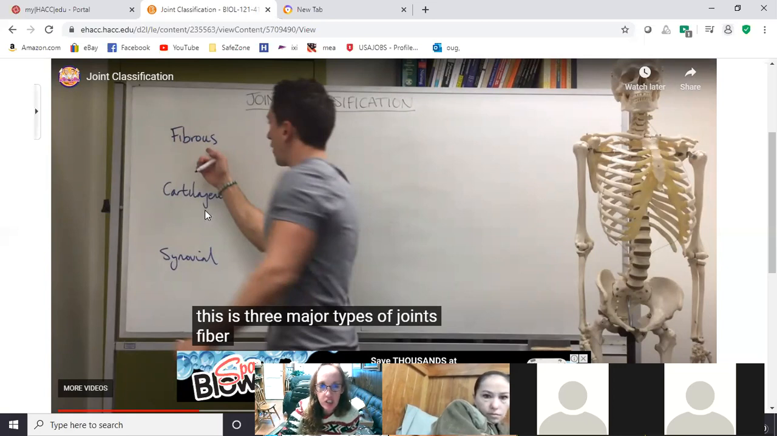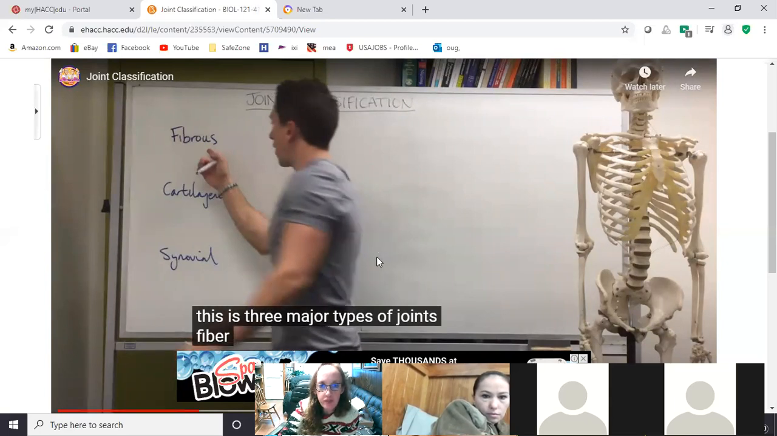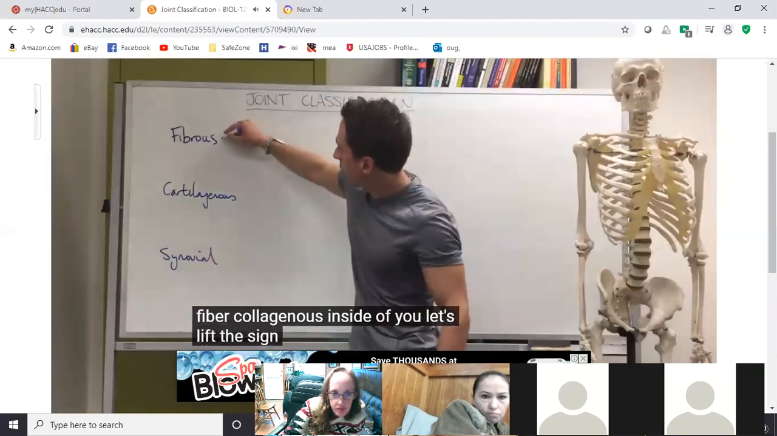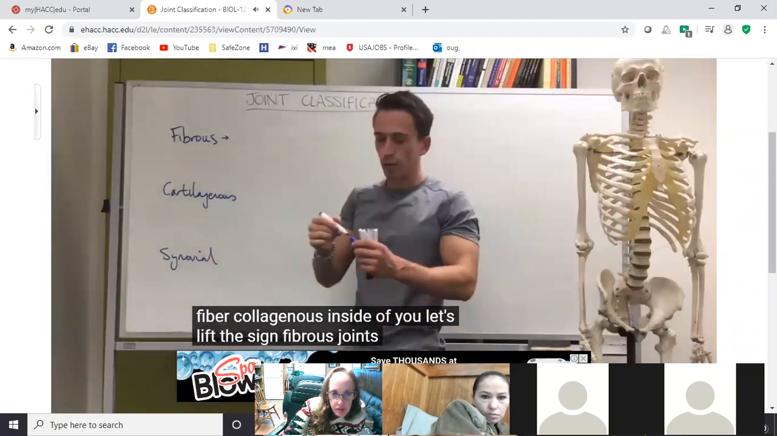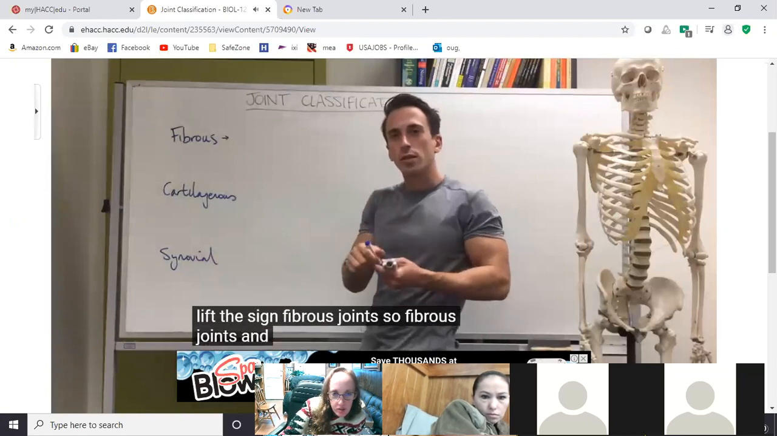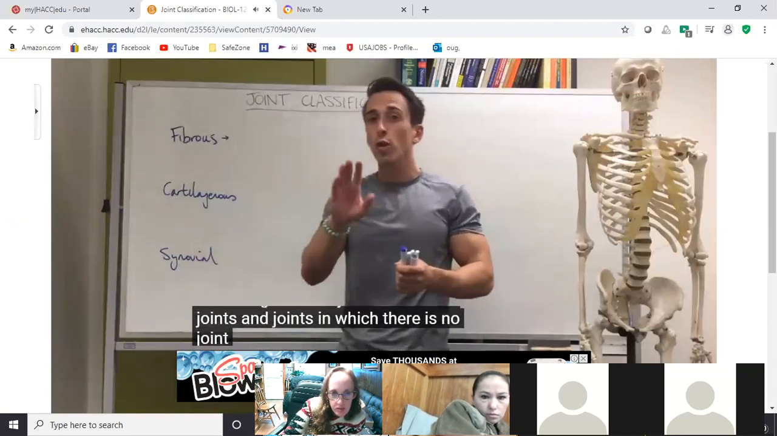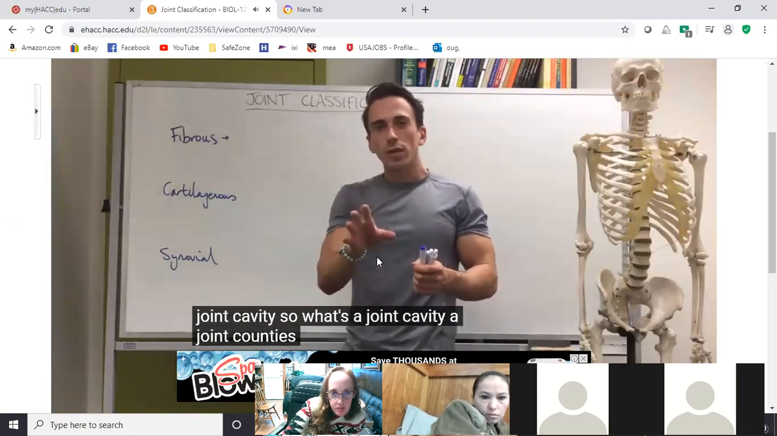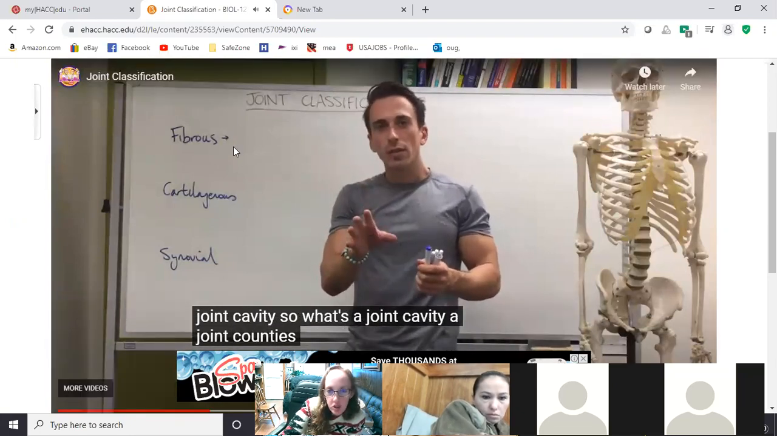So fibrous, cartilaginous, and synovial. Fibrous, cartilaginous, and synovial. Let's first define fibrous joints. So fibrous joints are joints in which there is no joint cavity. So what's a joint cavity? With fibrous joints, there's no joint cavity.